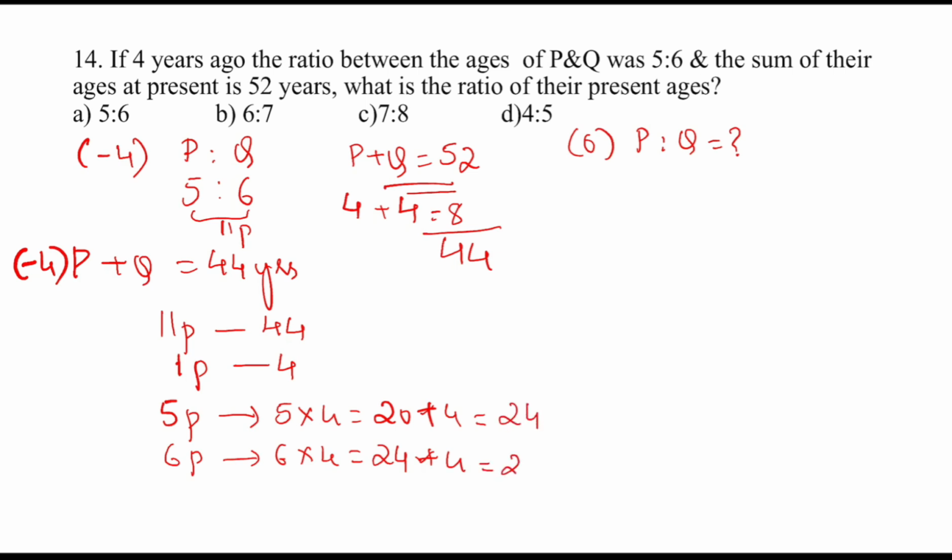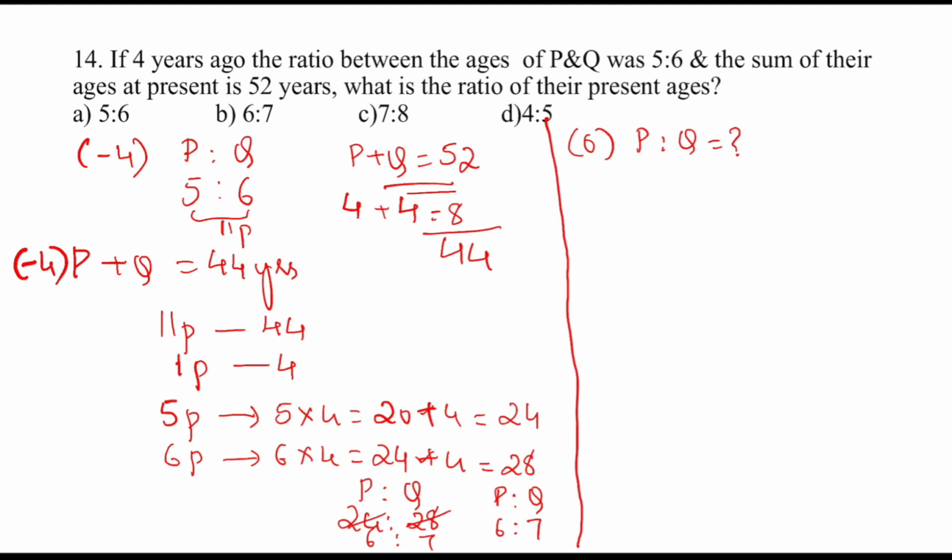So how much will it become? 24 and 28. So therefore P is to Q is 24 is to 28. That is 4 6s are 24 and 4 7s are 28. Okay, therefore P is to Q is 6 is to 7. This is the traditional method by which you can solve. But this same problem we can solve within a few seconds also.